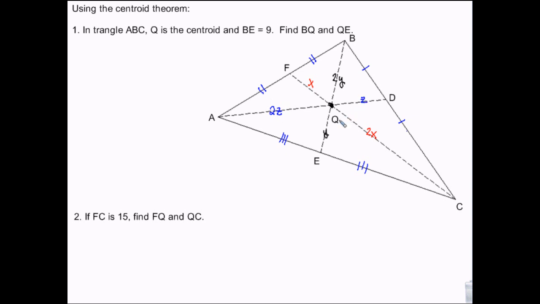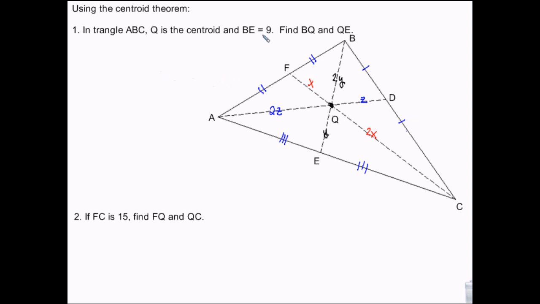Now, how do I know which one's z and which one's 2z? The short side always hits the side, and the long side always hits the vertex. Okay, so that's the part coming out of the vertex, that's the long one. Even if in the picture you can't really tell, because sometimes the pictures aren't drawn properly. Like this one, obviously this is not a midpoint, but okay.